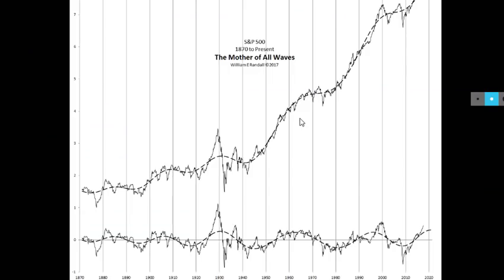This is a chart that William was kind enough to share with me, titled "The Mother of All Waves," showing data in the S&P 500 going back to 1870. And you can see down at the bottom a detrended chart, in other words, a lot of the tremendous bullish strength has been extracted from that price, and you can see a very nice regular price action over here.